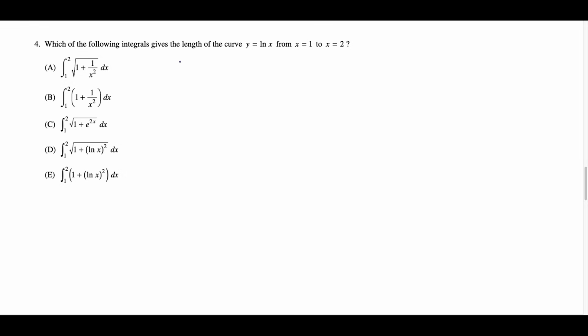Now for question 4, we want to find the length of this curve, y equals natural log x, from x equals 1 to x equals 2. So for this, you have to know the arc length formula, which is you write your limits. We're going from x equals 1 to x equals 2, and it's the square root of 1 plus the derivative of the function squared dx.